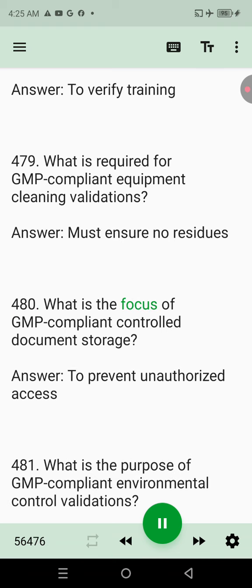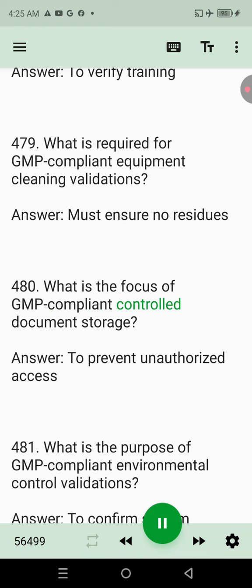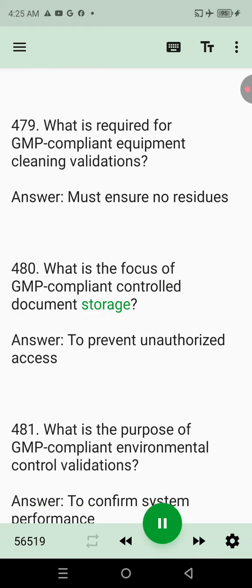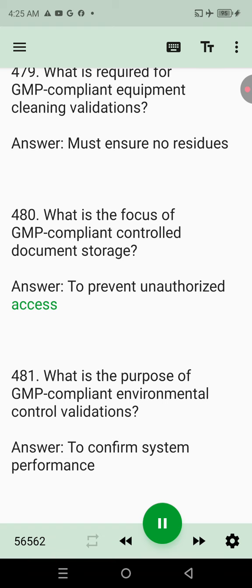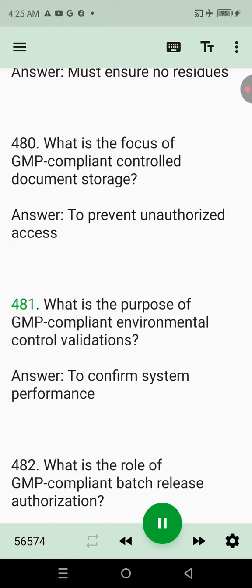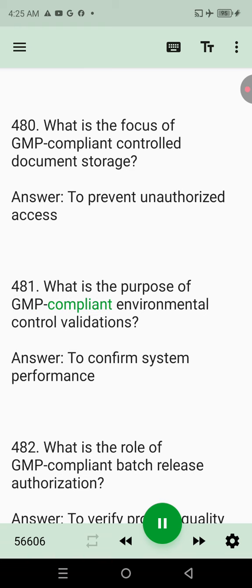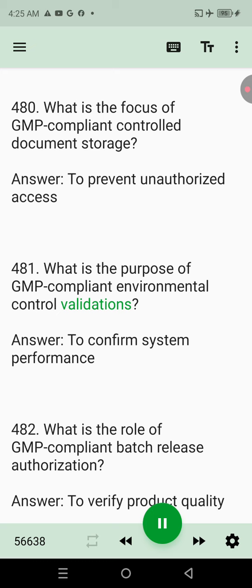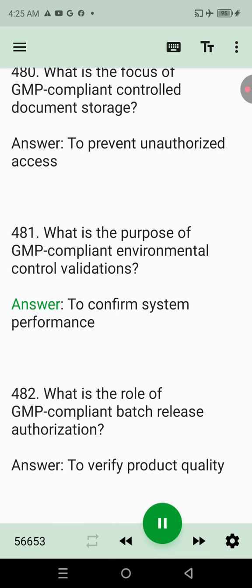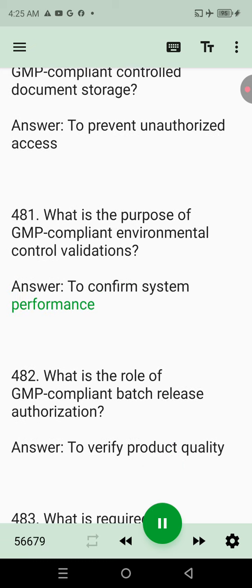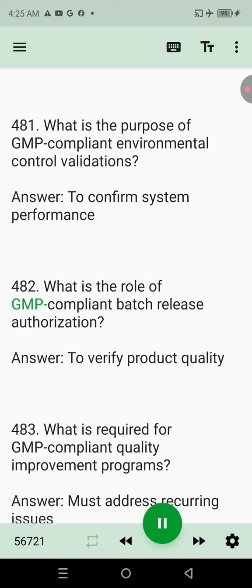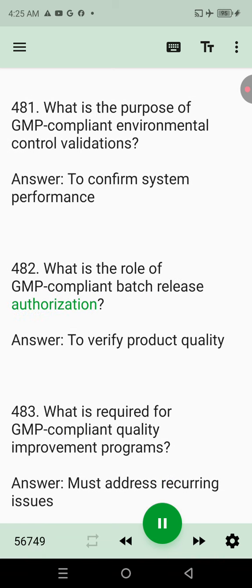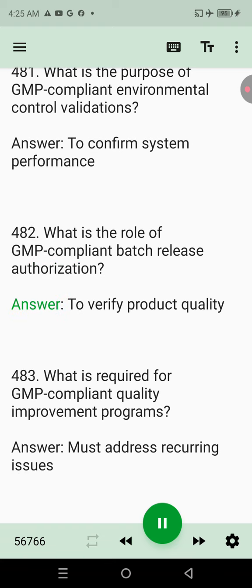480. What is the focus of GMP-compliant controlled document storage? Answer: To prevent unauthorized access. 481. What is the purpose of GMP-compliant environmental control validations? Answer: To confirm system performance. 482. What is the role of GMP-compliant batch release authorization? Answer: To verify product quality.